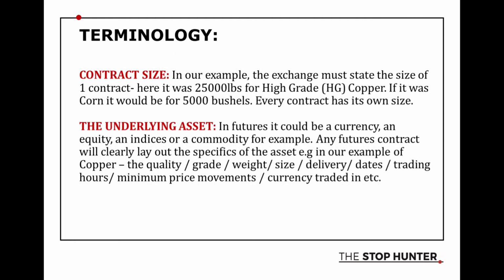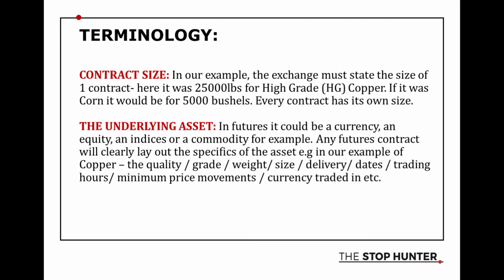Futures markets and trading does have a language all of its own, and I'm going to take you through some of the key bits of terminology in that area. Now, first up, contract size. I think you can guess what it probably means. In our copper example here, one contract equaled 25,000 pounds of high grade copper. If it was corn, for example, it would be that 5,000 bushels that we saw earlier as well.